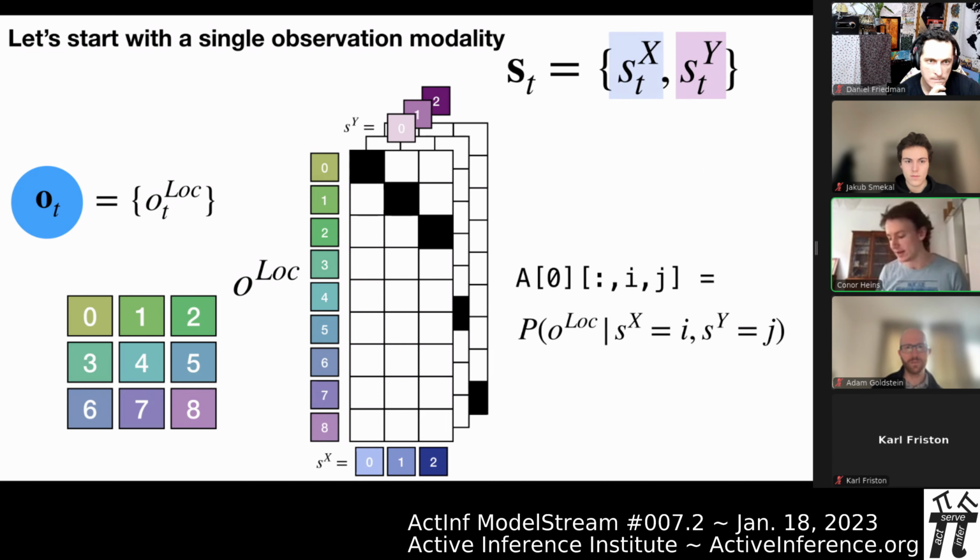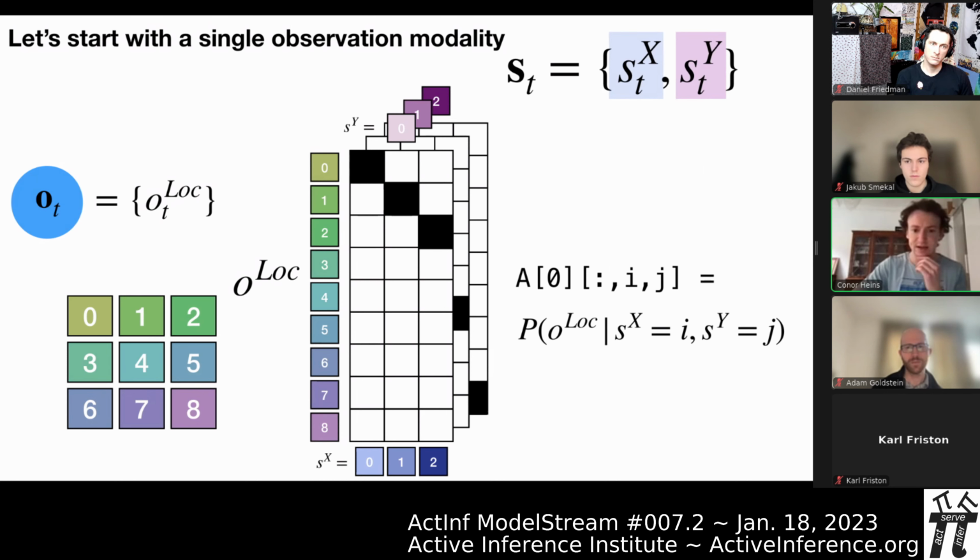When I index into the ith column and the jth slice of this A matrix, or A tensor, I'm basically slicing out a particular conditional distribution over observations, where I'm deciding what settings of the conditional random variables I'm interested in.